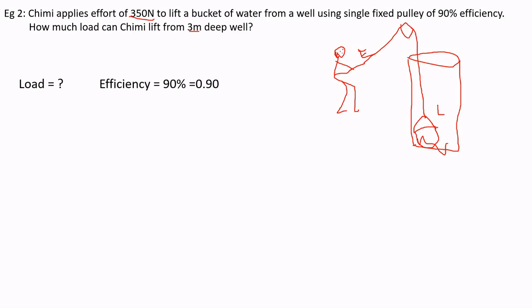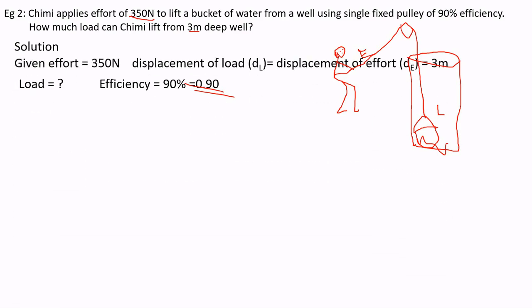Now the machine is of 90% efficiency, and we can write that as 0.9 in decimal form. We don't write it in percent directly. Then the height is given. Alright, now what is the given thing here? 350 Newton effort is given.